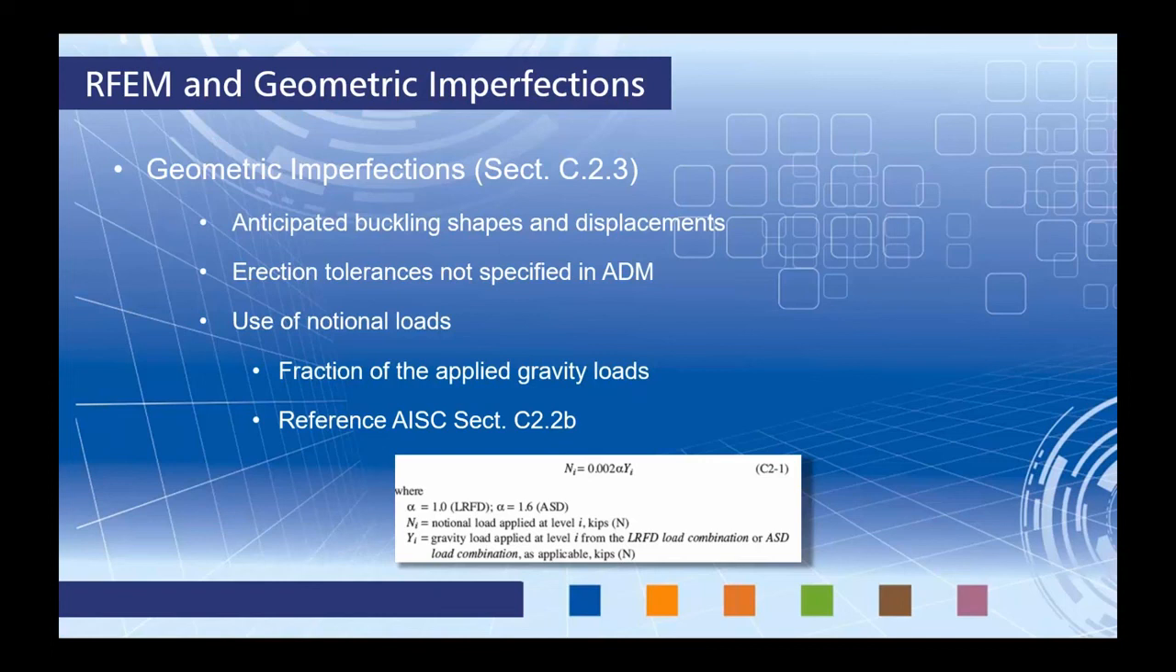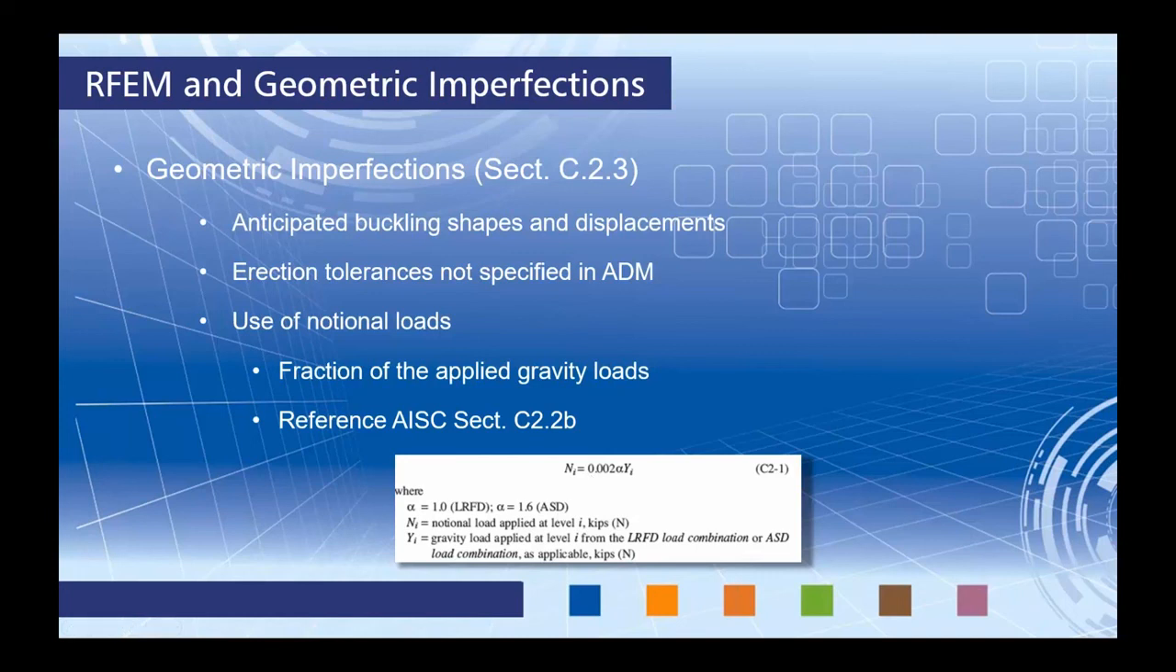Now, it's not too clear here on how to do that, but I think it can be said that we can refer back to the AISC for these notional load applications. And within the AISC, section C2.2b, here is our notional load equation. It's 0.002 times alpha times Yi. Now, alpha depends on if we're running an LRFD or ASD design, and Yi is our gravity load for that specific load combination applied to that member.